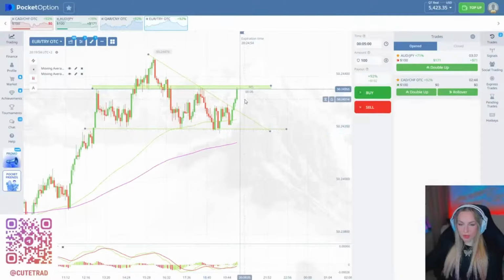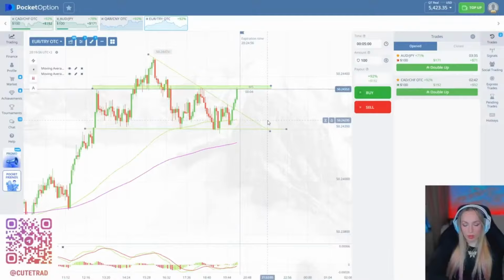It's right on the resistance zone. Can go down or it can break it and go to the moon.